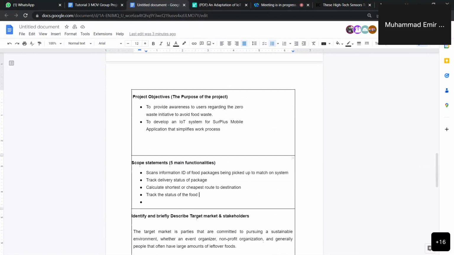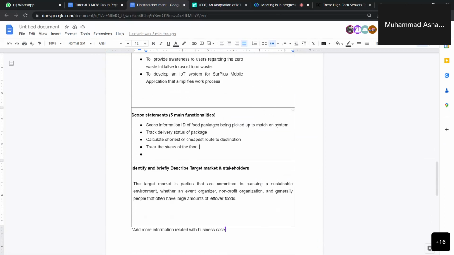Okay, for the objective, the first one is to provide awareness to users regarding the zero waste objective to avoid food surplus. Second one, to develop an IoT system for the surplus mobile application that simplifies all current processes. Okay, so next.